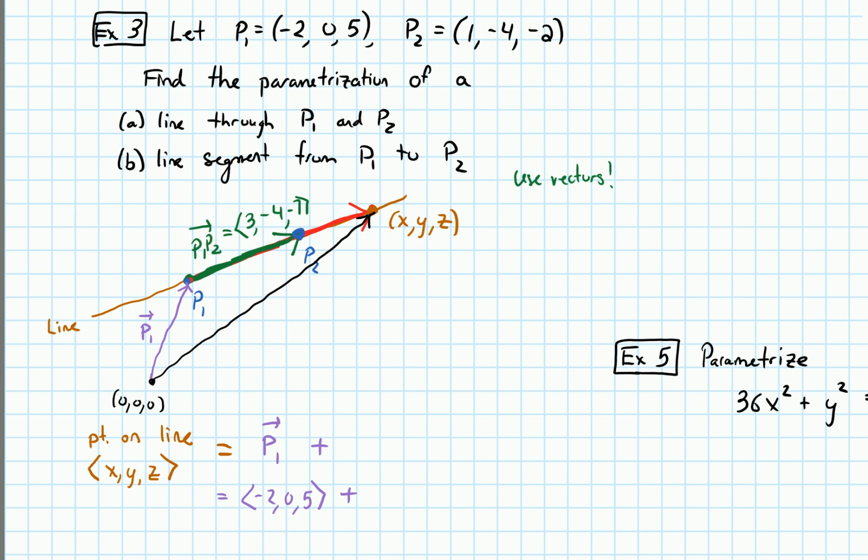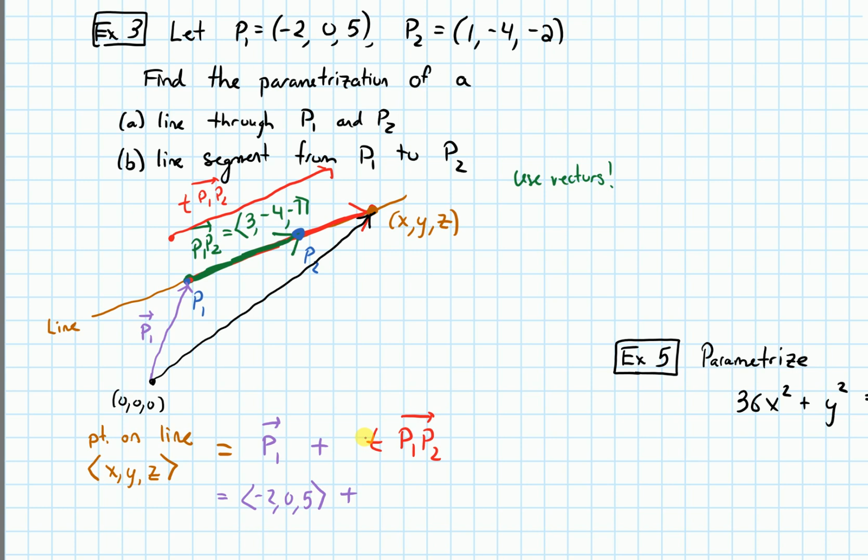But the red vector is different. If I translate that vector and draw it on the side so I can see it better, that is the green vector P1P2, but it's been stretched a bit. So this is some scalar t being multiplied by P1P2, because it's stretching that green vector. And that is what needs to go here: t times P1P2. If I add the purple vector P1 to this red vector, which is t times P1P2, we end up at the point x, y, z, so that should be the vector x, y, z.